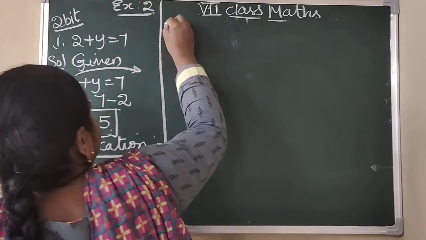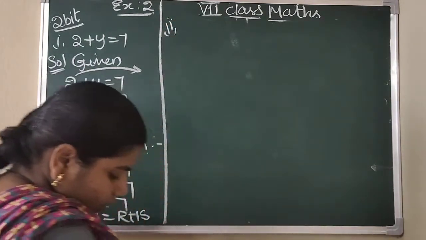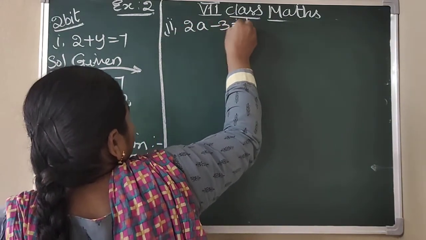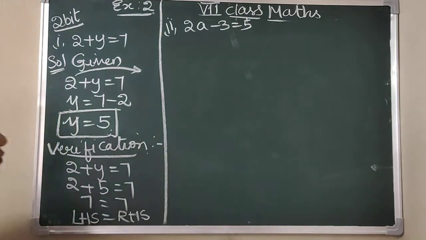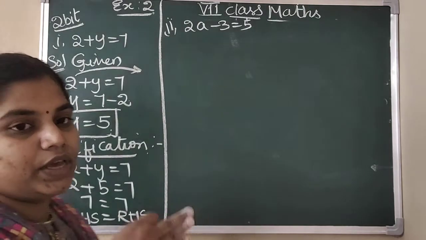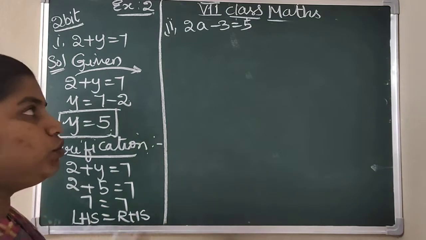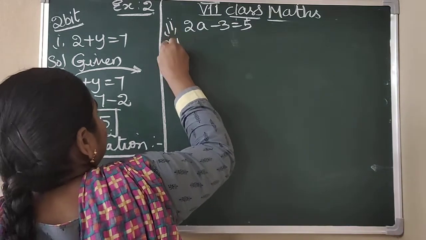Okay, so next one. Second one. The second one is what? 2a minus 3 is equal to 5. Now we have to find the a value. And a is linked with two different numbers, that is 2 and minus 3. So first we will eliminate minus 3. We will transpose minus 3. After that, 2 we will transpose. So solution.